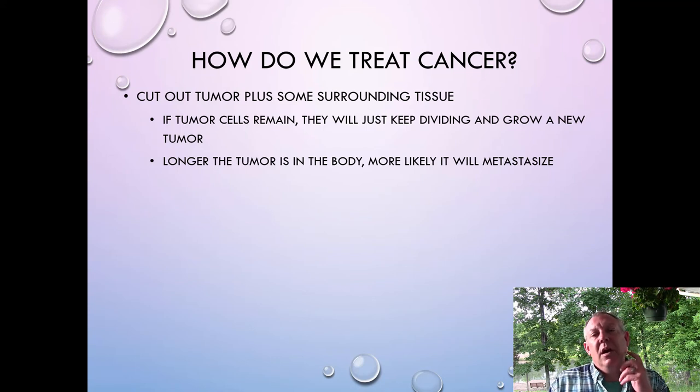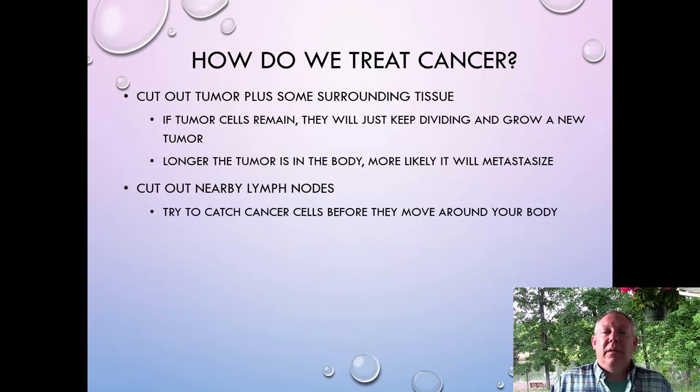So that's why when they cut out the tumor and they take a sample and look at it in a microscope, they're looking at the margins, and they're looking to see that you've got all the cancerous cells plus some good cells, and so you didn't leave any cancerous cells in. That's the goal of removing the tumor. And the longer that tumor remains in the body, the better the chance that it's going to metastasize. So the sooner you can get to it, the sooner you can get it out, the better your chances of it not spreading throughout your body.